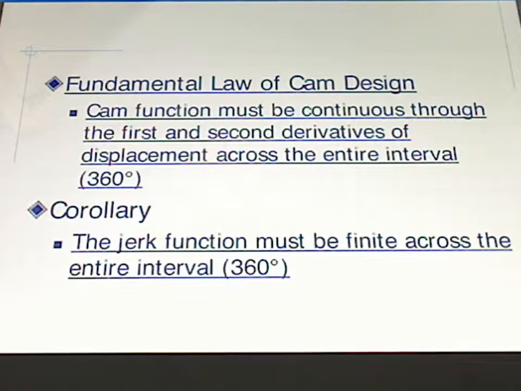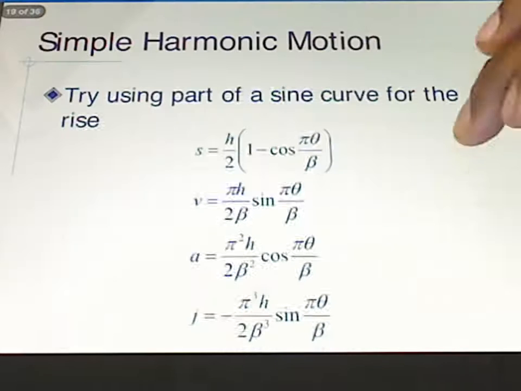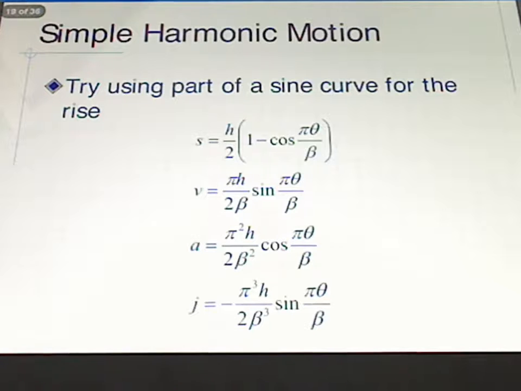And so what we're going to do is move forward and focus on the idea that as we look at our position graph, we're going to be trying to find a function that results in the velocity and the acceleration graph being continuous over the entire 360-degree interval. So we need to piece together functions which behave better than the linear function which we used in the previous set of slides.